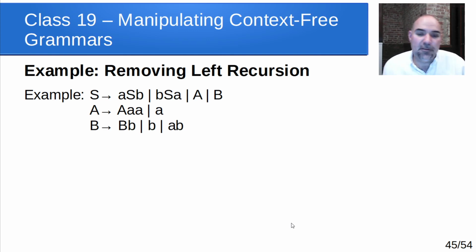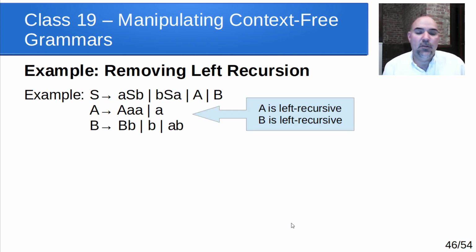So here's an example. The first step: which ones are left recursive? A and B. For A, there's the A at the beginning. For B, there's the B at the beginning. So we've got 2 left recursive variables, A and B. Notice S is not. There's none of the S productions that have the S at the very beginning. Okay, so let's start with A.